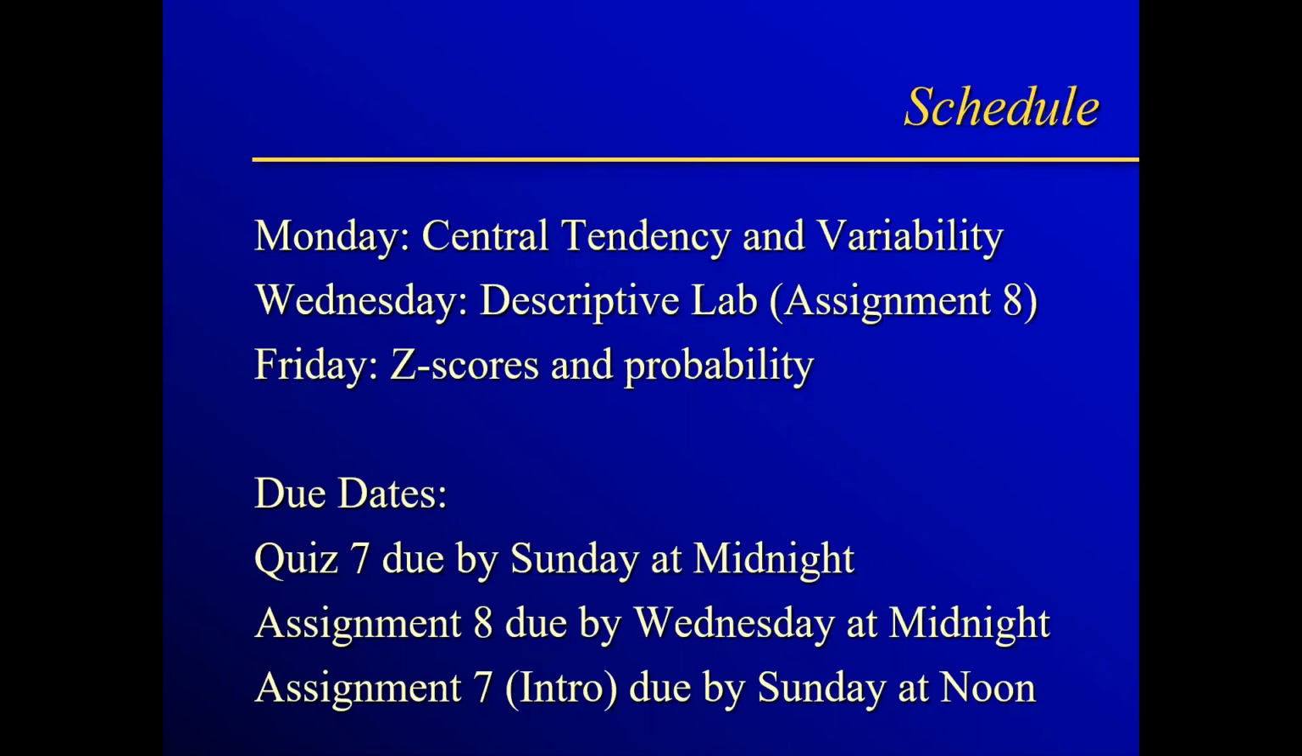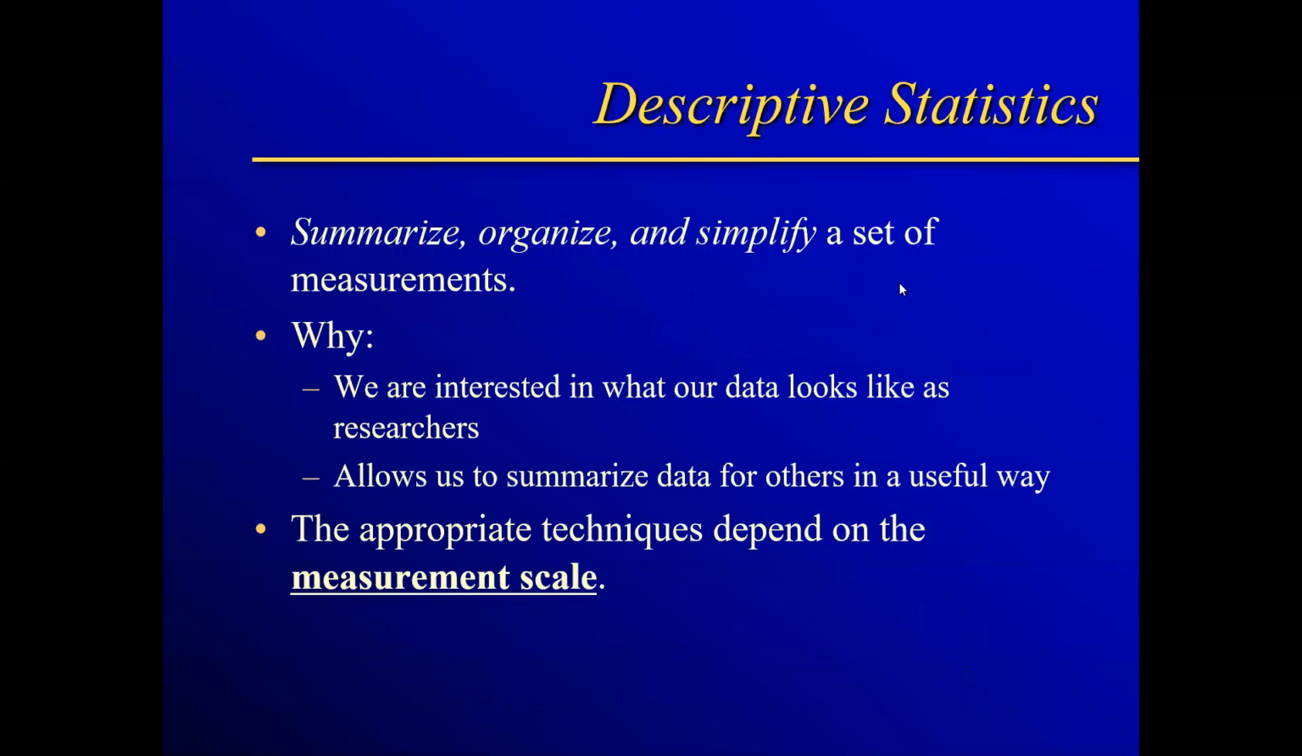Some important due dates. So quiz number 7 is going to be due Sunday at midnight, like typical. It's not open yet. It'll be open at the end of Friday's class, but just putting it out there. Assignment number 8 is going to be due Wednesday at midnight. And then assignment number 7, which is that intro assignment, is going to be due July 4th at noon, so Sunday at noon. All right, so this is just a quick and dirty schedule. All right, so let's jump into it.